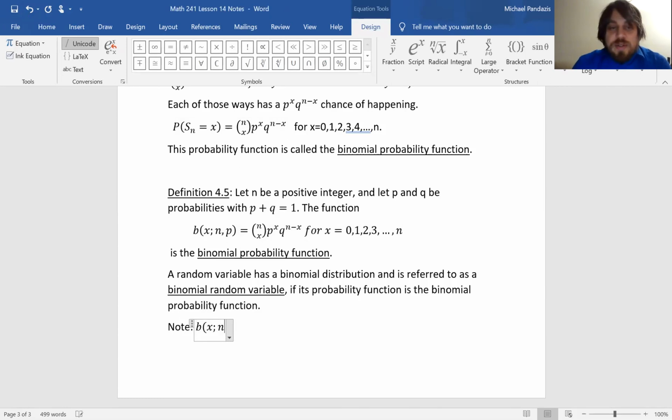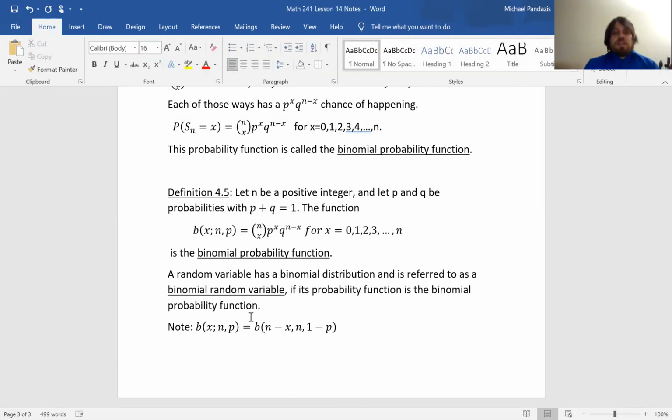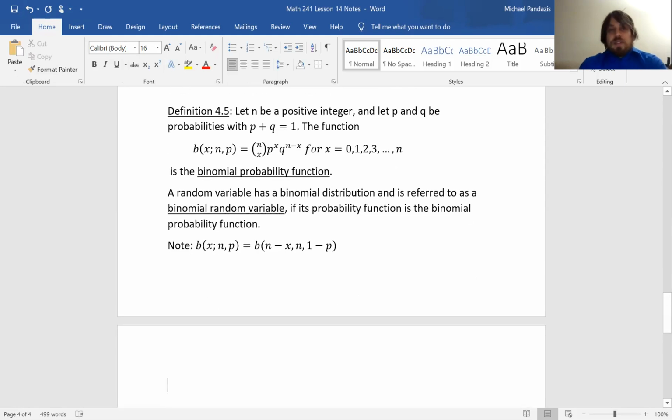B of x colon n comma p is equal to b of n minus x comma n comma 1 minus p. Okay, so here's a note that these two values are the same. I can talk to you about why those two are equal, but before I do that, I just want to calculate it so that we get a sense of what this function is saying. So let's do that first. We have this definition here, and let's see an example where we calculate it so that it makes more sense. Before we think more generally, let's look at a concrete example.